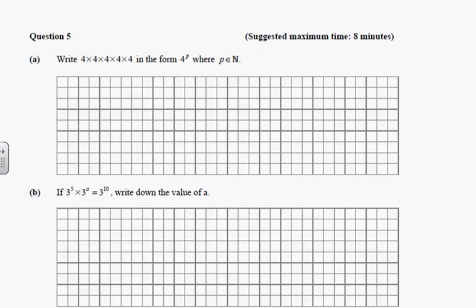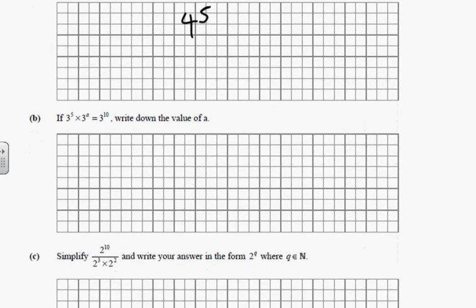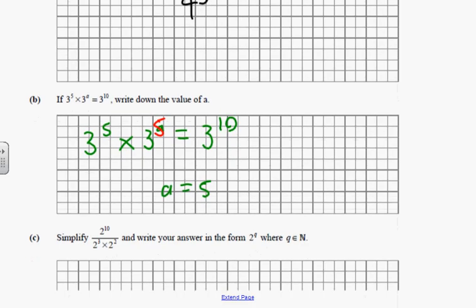Write this in index notation, 4 to the power of? 5. Are they correct or wrong here? What's that? 3 to the power of what? 3 to the power of 5A. Oh, 3 to the power of A equals 5. What's the value of A? 5. A is 5 because you add them together. 5 plus 5 gives you 10. What about the next one?